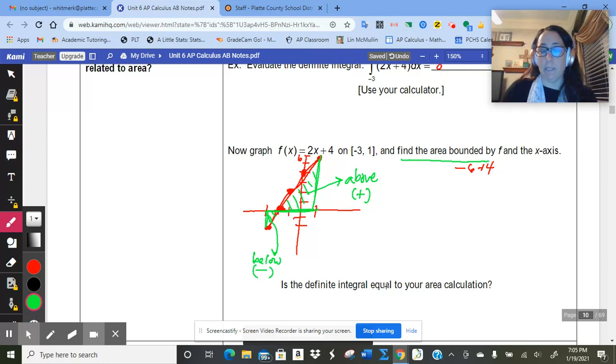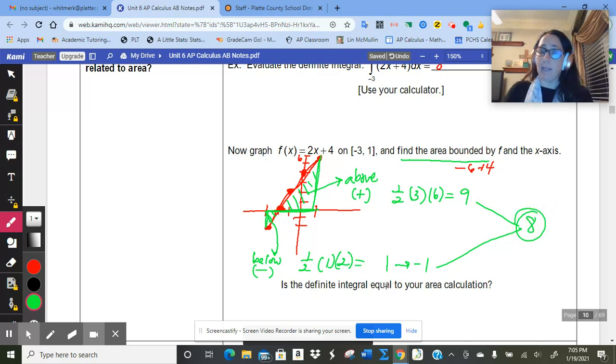So let's go find this area. It's a triangle. So that's 1/2 base, 1, 2, 3, times height, which we already said was 6. So that gives me 9. Then below, I would have 1/2 base times height, which would give me 1, but we know that we're below, so it's -1. So when I put those together, I get 8.